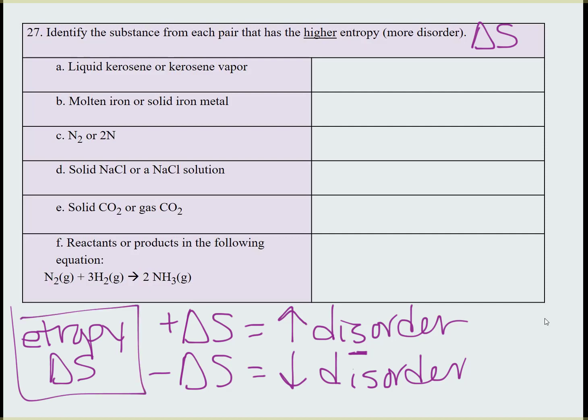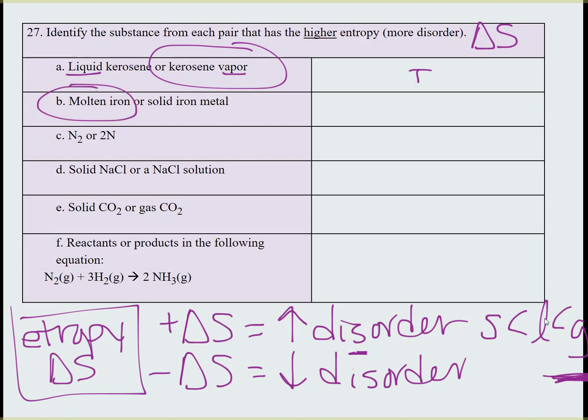Remember, anytime you go from a solid to a liquid to a gas, your entropy will increase. So gas has the most entropy because it has the most disorder. So on this one, I have a liquid going to a gas. So this is increasing disorder. So I'll just put a plus. Actually, on this one, it says which has the higher entropy. So let's go ahead and this one has the highest entropy. Looking at the next one, so we have a liquid versus a solid. So liquid is going to have more.